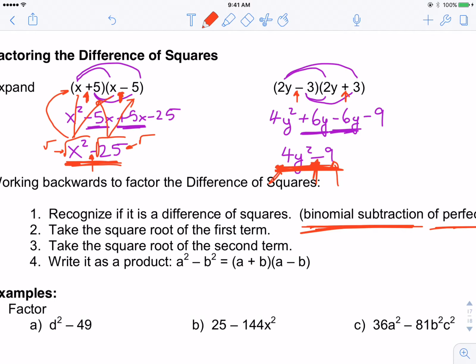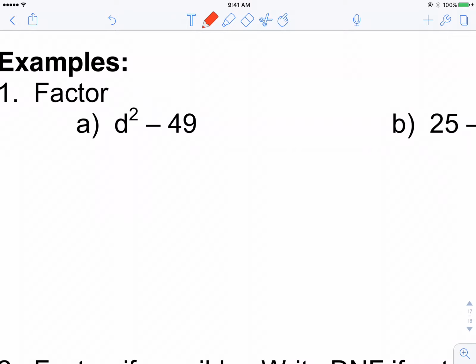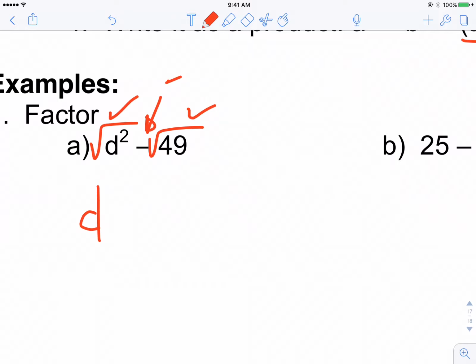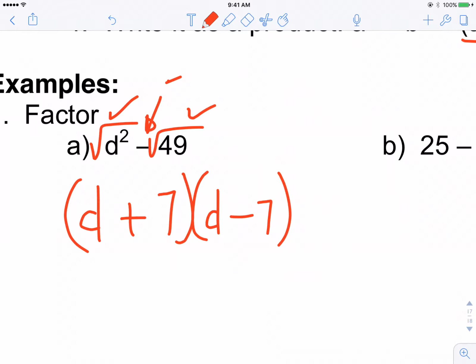So let's have a look. Factor d squared minus 49. First thing, is it subtraction? Yes. Is this a perfect square? Yes. Is this a perfect square? Yes. So we've met all those terms. So now I simply take the square root of d squared, which is d. I take the square root of 49, which is 7. I make binomial brackets with both. I make one plus and one minus. And it makes no difference which one is plus and which one is minus.